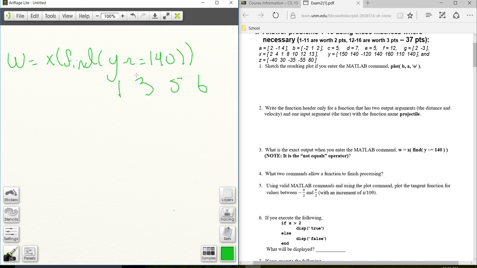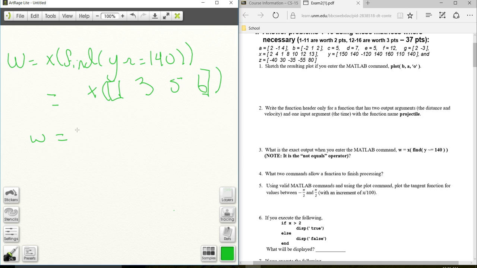So now we're left with x of position 1, 3, 5, and 6. And as we remember from our previous exam, we were pulling values out of a matrix by position number.